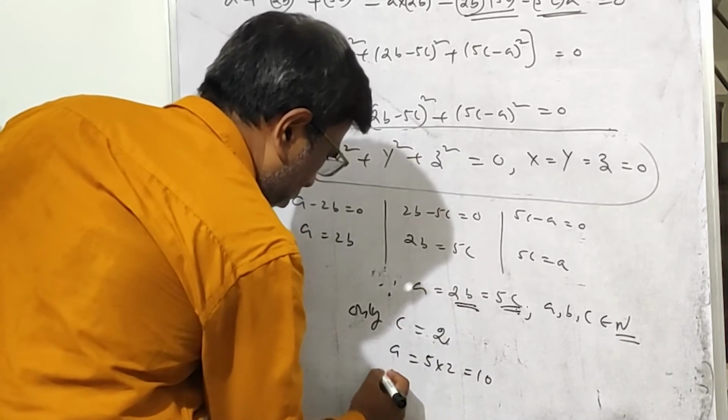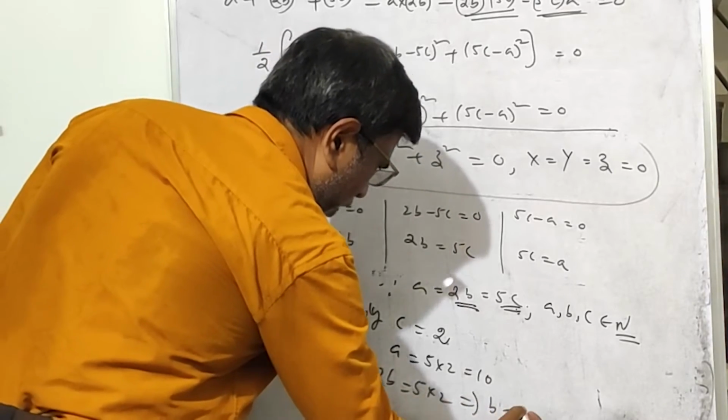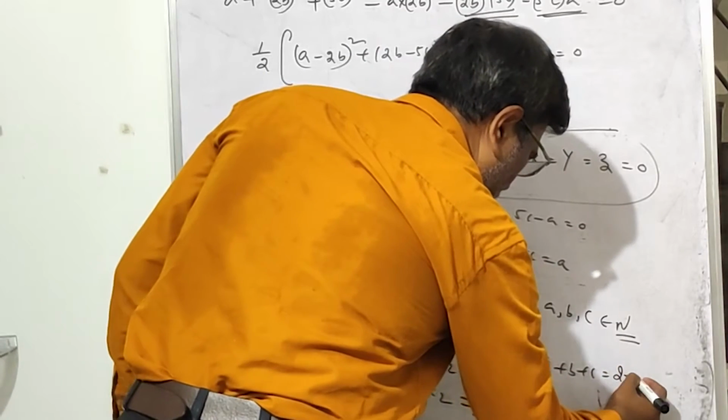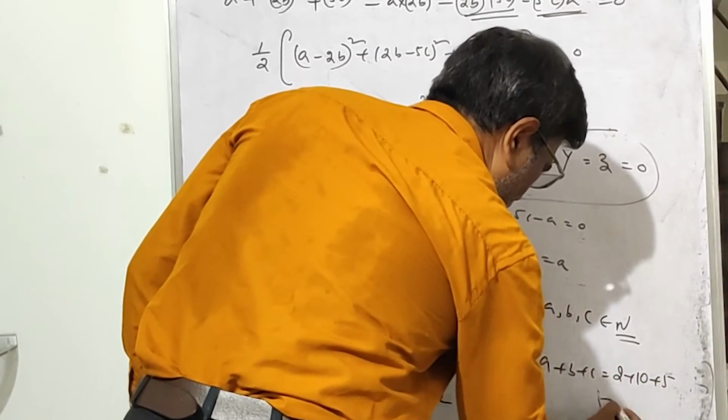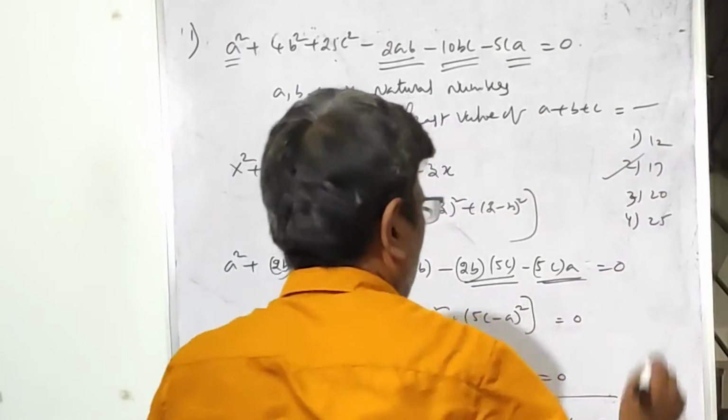Now, 2b equals 5 into 2, which implies b equals 5. Now, a plus b plus c equals 2 plus 10 plus 5, and that is nothing but 17. This is the correct answer.